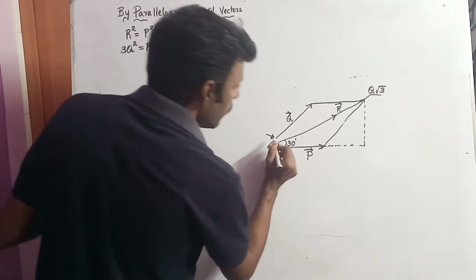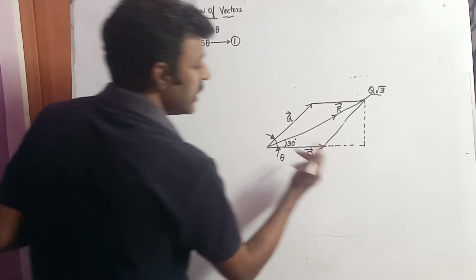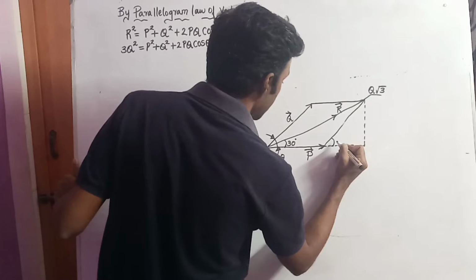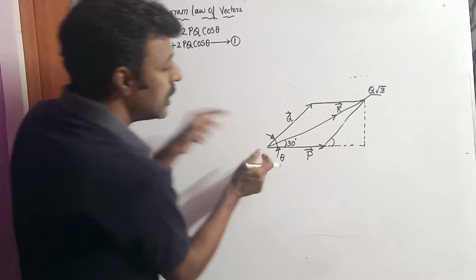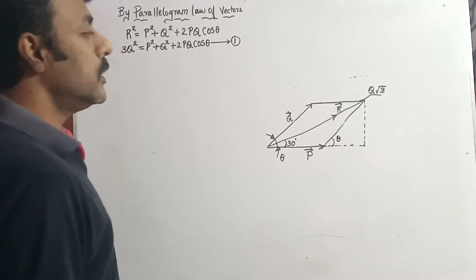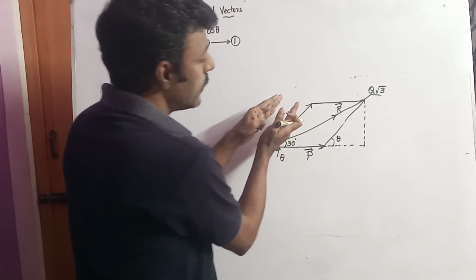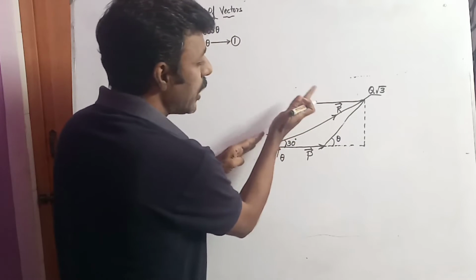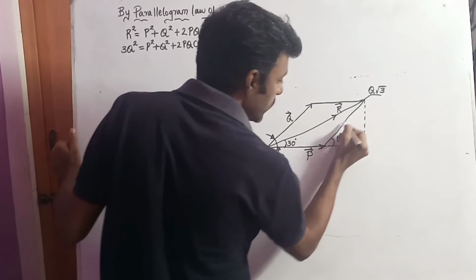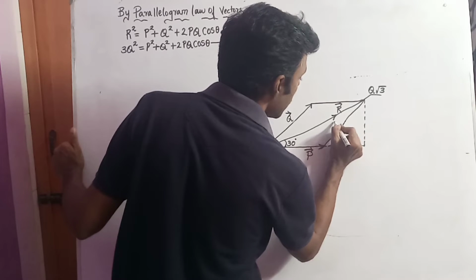Okay, so if this angle happens to be 30 degrees, similarly this angle also will be 30 degrees. I mean, if this angle is theta, this angle will also be theta. So the value of this q vector and the value of this slanting line will be the same. So that is q vector.